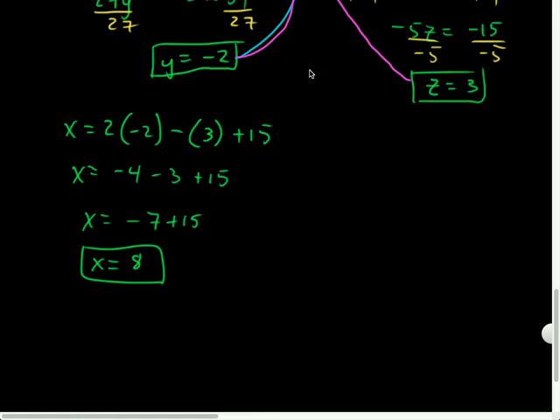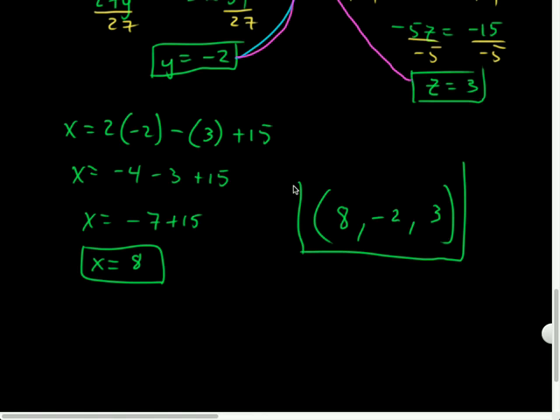So you could write your solution as just those 3 combined. You could also write it, watch this, bam, bam, bam. That's an ordered triple. That's right, ordered triple. How do you like that?